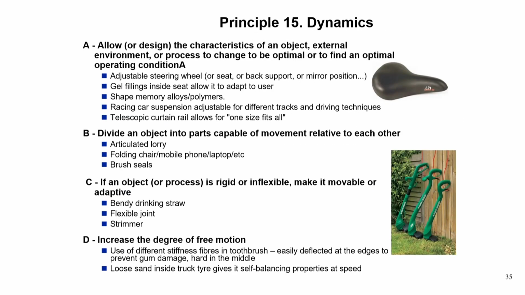Principle 15 talks about dynamics, and dynamics is a very vast principle. There are again 4 different dynamics principles. Principle A in dynamics is to allow or design the characteristics of an object, external environment or process to change to be optimal, or to find an optimal operating condition. That means unless you allow a certain bit of dynamics in the system, you won't be able to set the system in its optimal location.